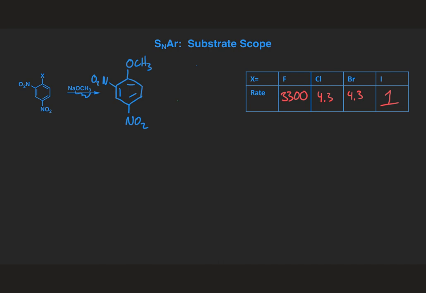SNAr reacts with a variety of substrates. There's two requirements, however. The first one is that the electron withdrawing groups must be ortho and para to the leaving group. If the electron withdrawing group is in the meta position, you don't get that extra stabilization that we saw in the Meisenheimer complex on the previous slide.